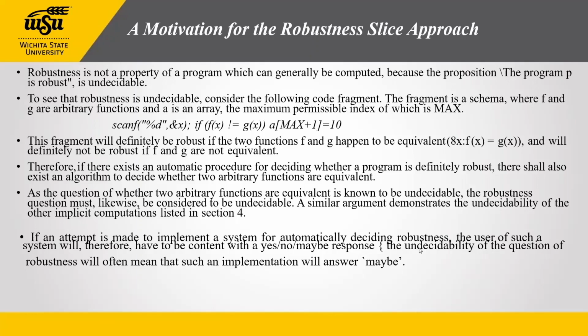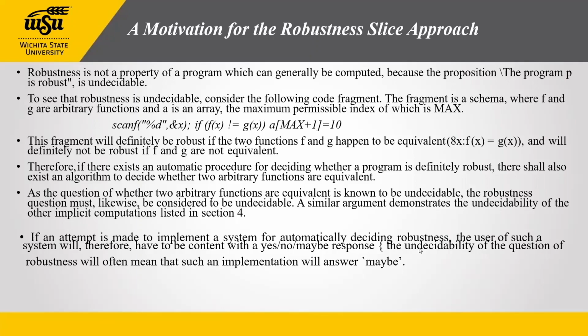This fragment will definitely be robust if the two functions f and g happen to be equivalent, then 8 times f of x equals g of x, and it will definitely not be robust if f and g are not equivalent. This is the one condition. And therefore, if there exists an automatic procedure for deciding whether a program is definitely robust, there shall also be an algorithm to decide whether two arbitrary functions are equivalent.